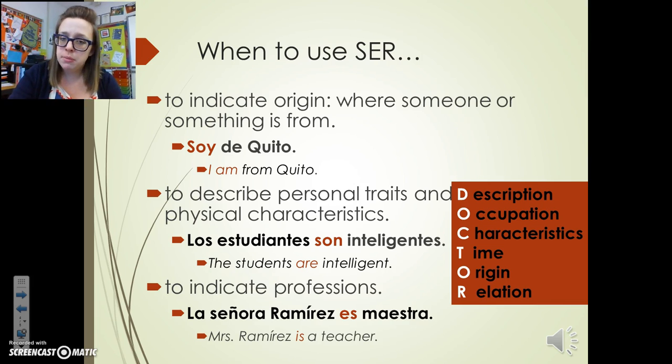Here is an acronym that will help you remember the uses of ser. It is doctor. Okay? The D stands for description. The O, occupation. The C, characteristics. The T is for time. The O is for origin. And the R is for relation or relationship. Okay, when you're telling a relationship between two people.